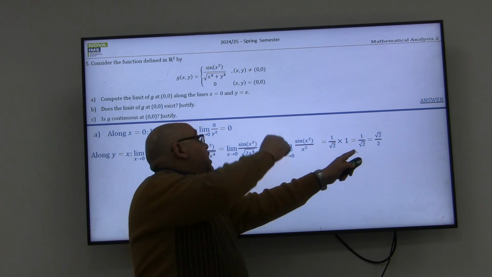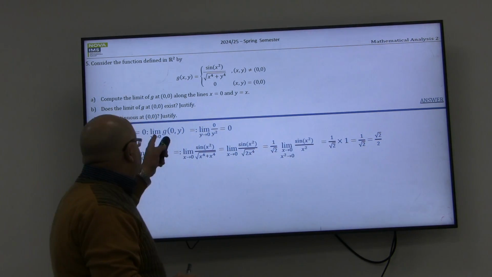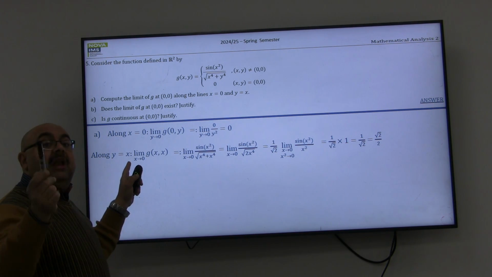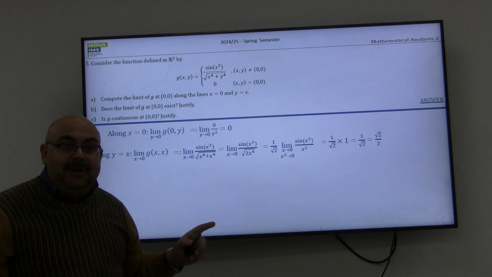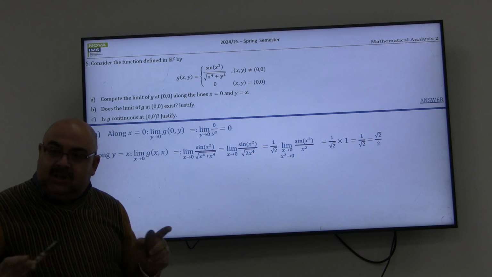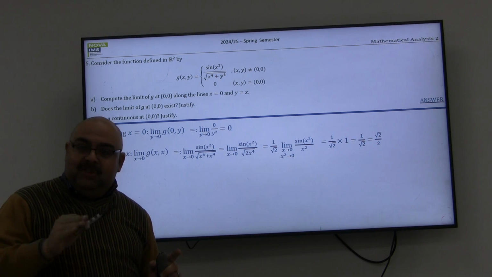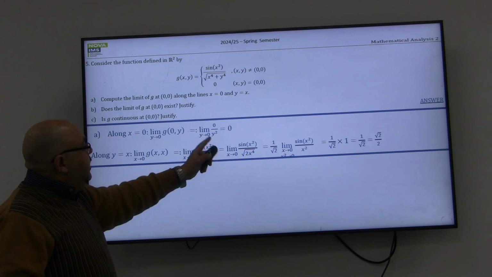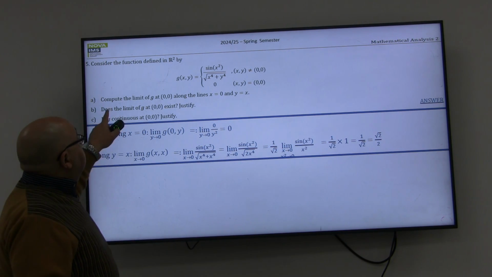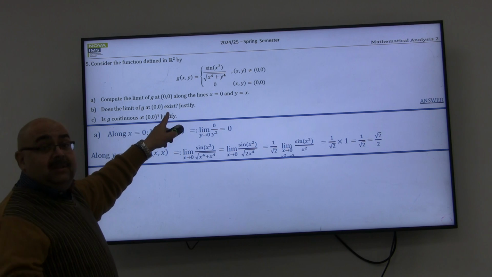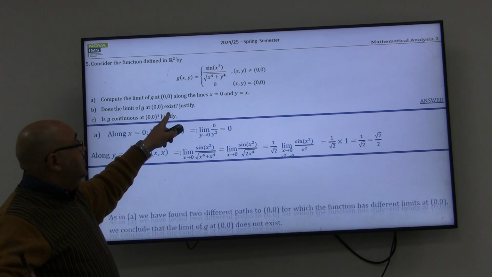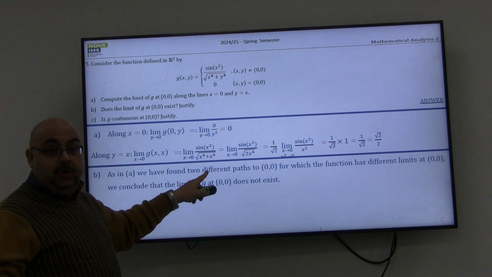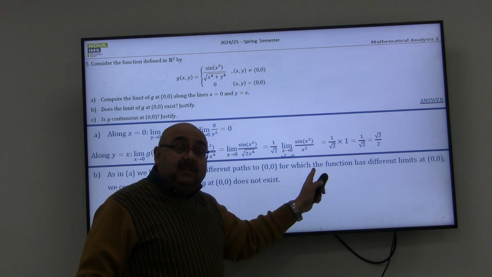If you remark, Karim, the values of the limit of the function g around the origin are not equal to each other. So the limit doesn't exist. Do you read me? The limit of this function at the origin doesn't exist. It is defined, but the limit doesn't exist. Are you with me? Okay. And as I told you, as long as these two limits don't equal each other, he asks, does the limit of g at the origin exist? Answer: no, it doesn't exist. In A, we have found 2 different paths to the origin, and they have different limits.